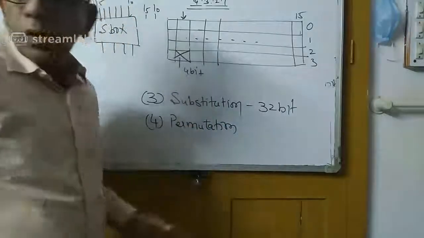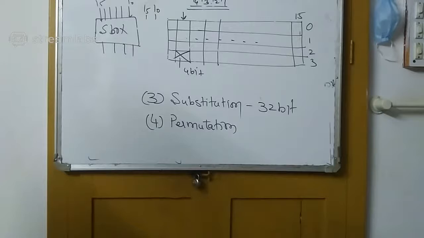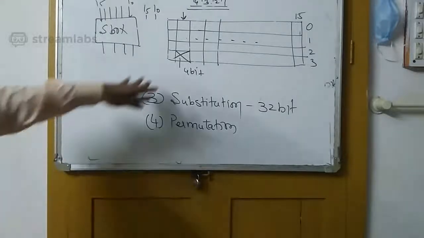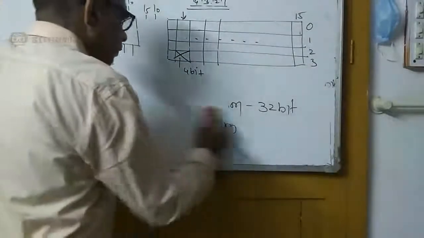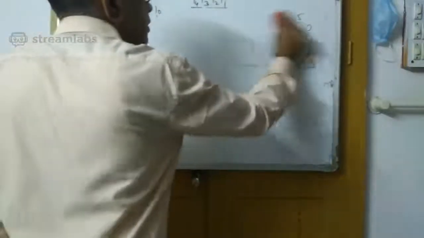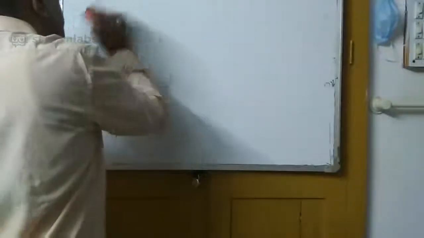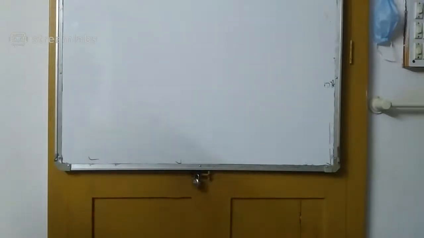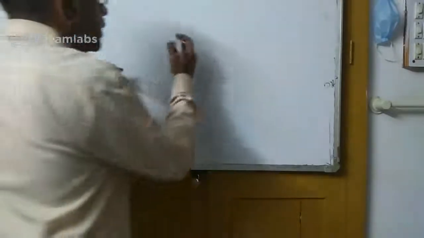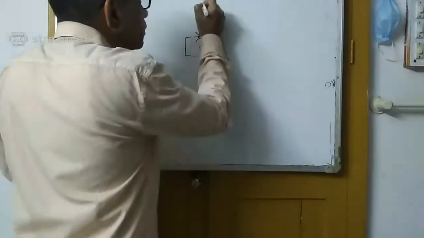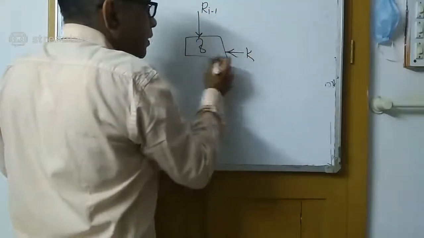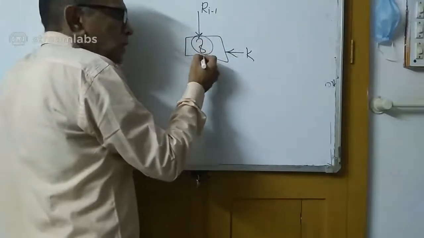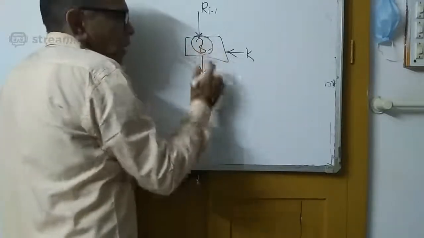So this is the action that happens in a round function. In every round function, these 4 operations take place: expansion, XOR, substitution, permutation. So this is how the round function works. I just explained this F block, which performs some operation with R(I-1) and the key. Those 4 things happen over here, and the outcome is 32 bits.